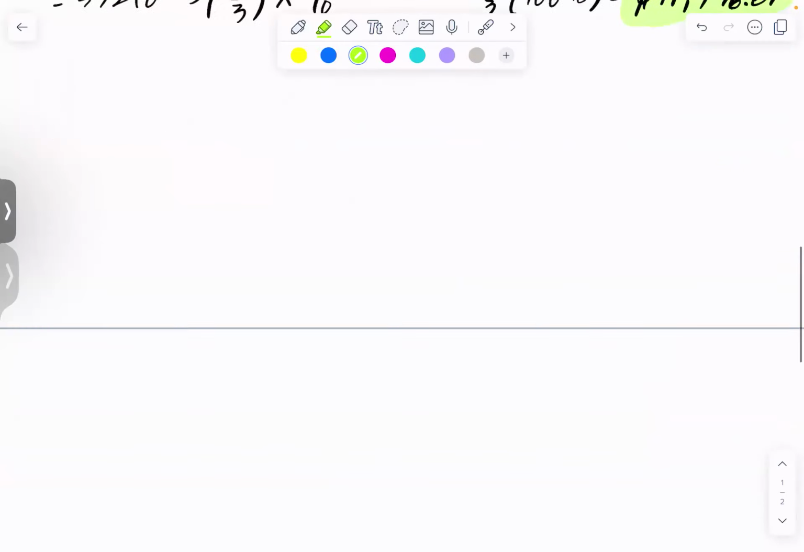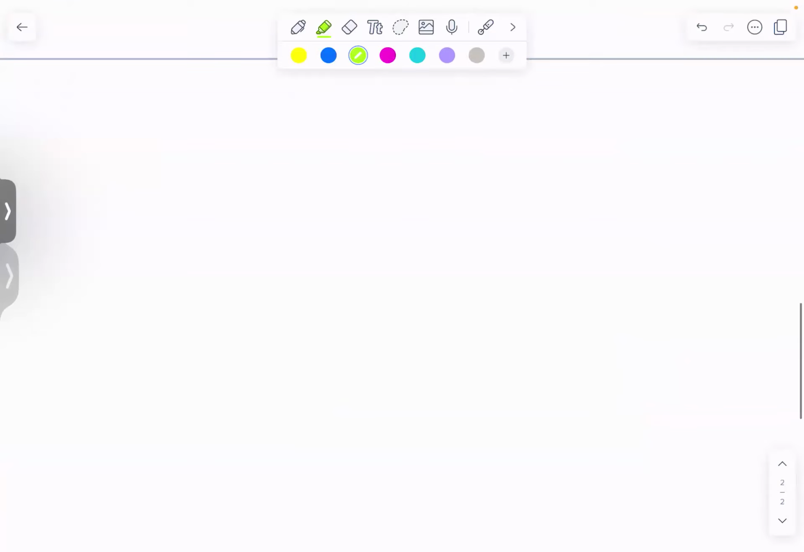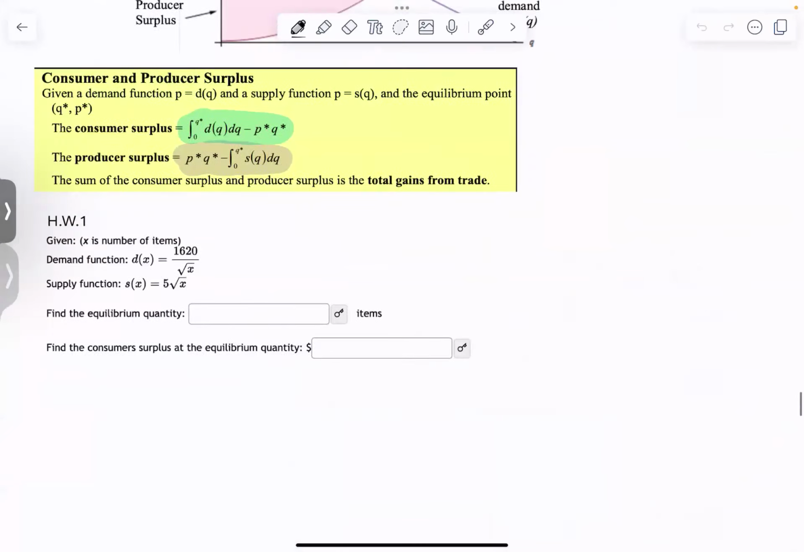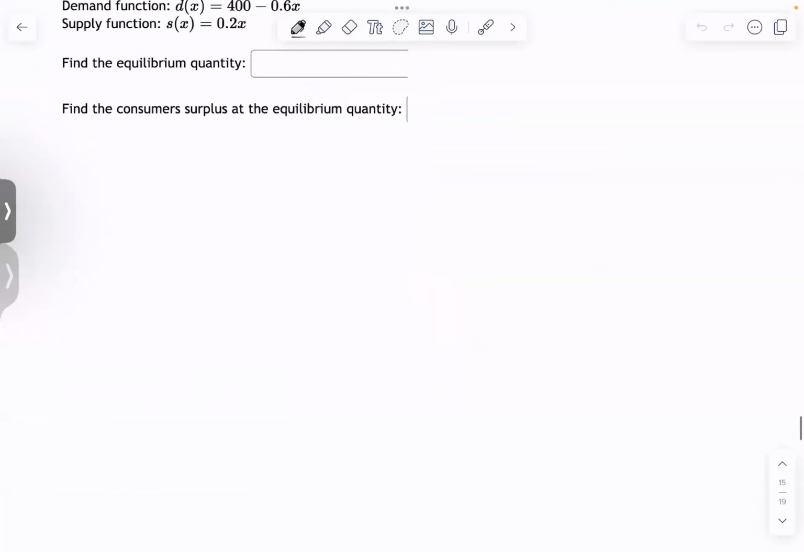Next up, I'm going to switch back to our regular notes so we can take a look. And so we did these two. Number 3, I'm going to skip.